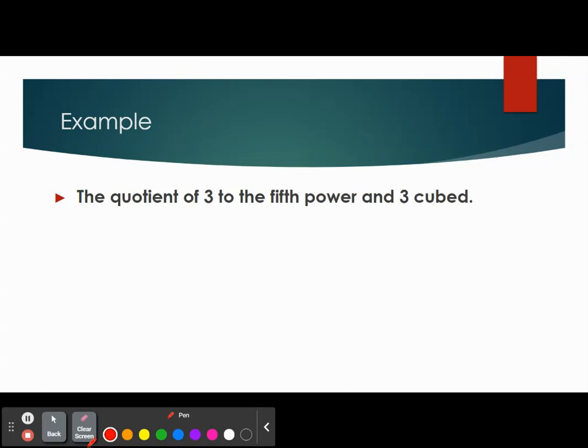Alright, what does quotient tell me to do? Divide. So we're going to divide. What am I going to divide? We're going to divide 3 to the 5th power by 3 cubed. So that means 3 to the 5th divided by 3 to the 3rd.